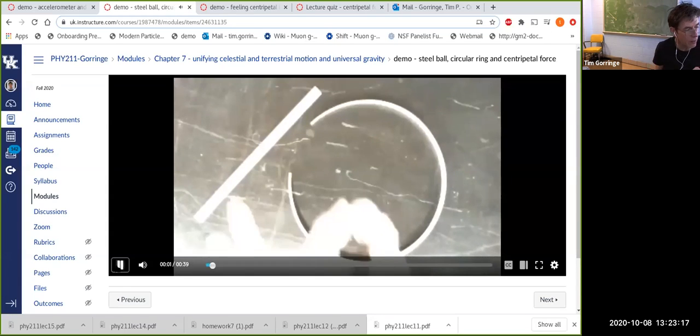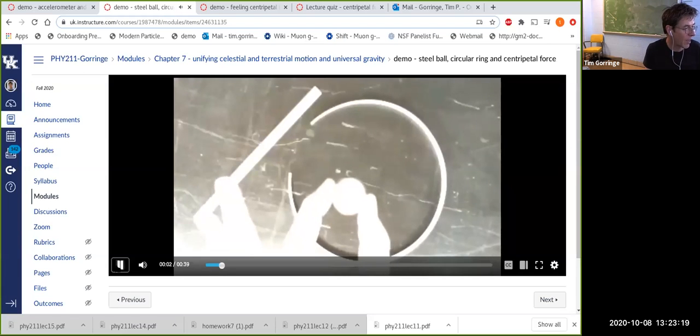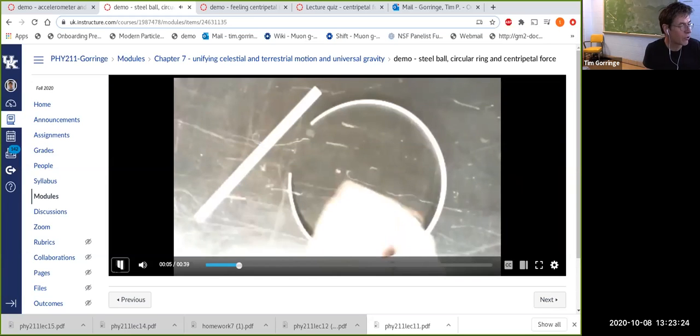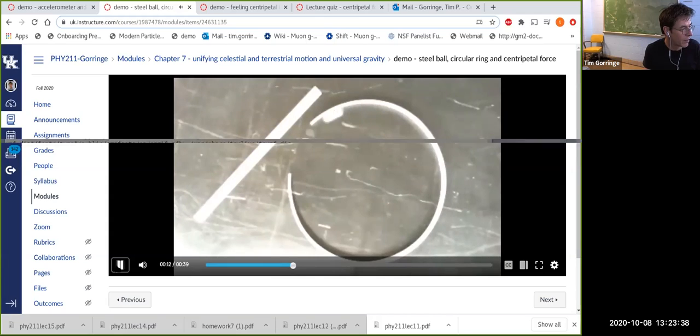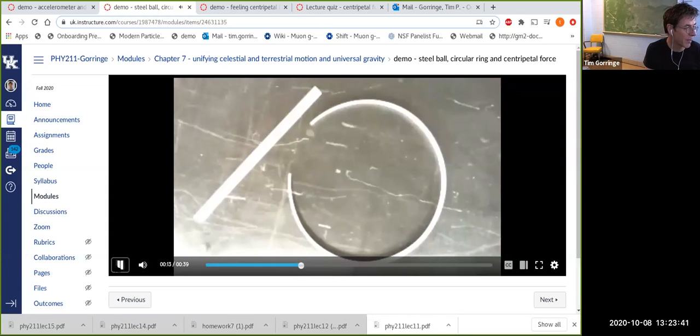So I'm going to get a little steel ball. Here you can see it. And I'm going to get that undergoing circular motion around the steel ring. And I'm going to use this to demonstrate the existence of the centripetal force. So here goes the steel ball, executing a circle, but then there's a gap, and it just goes in a straight line. What does that tell us? That's a beautiful example of centripetal force.